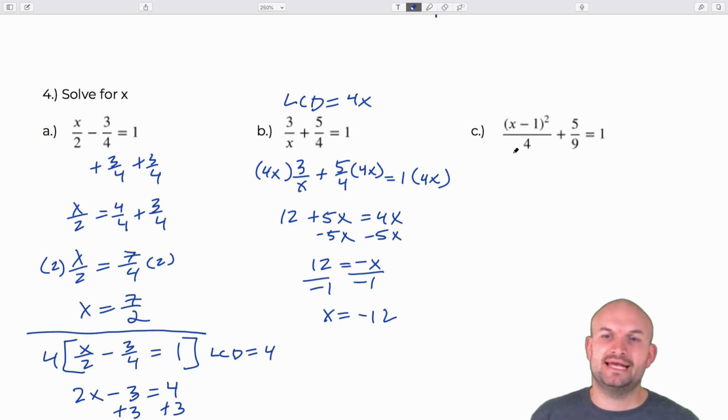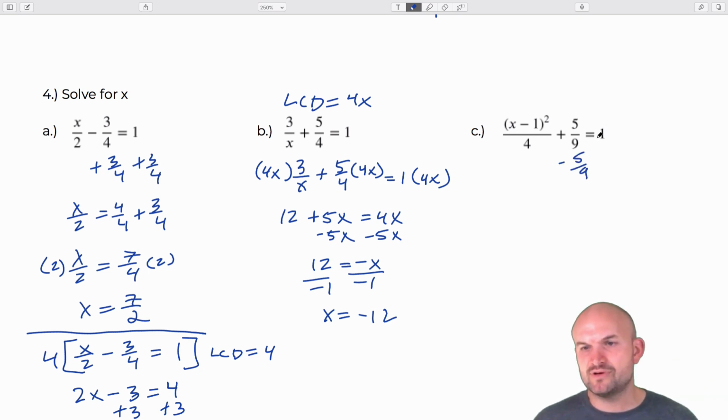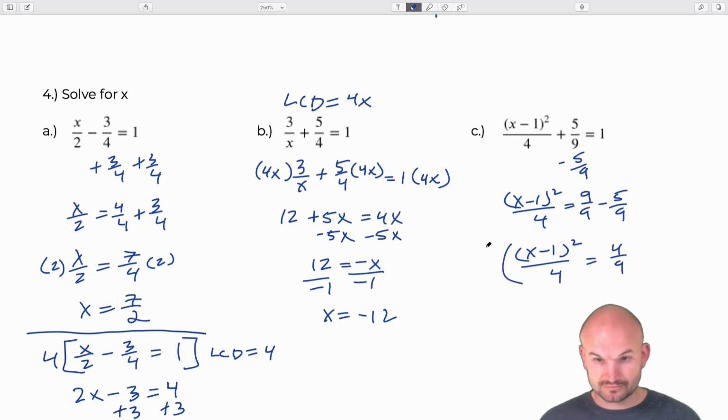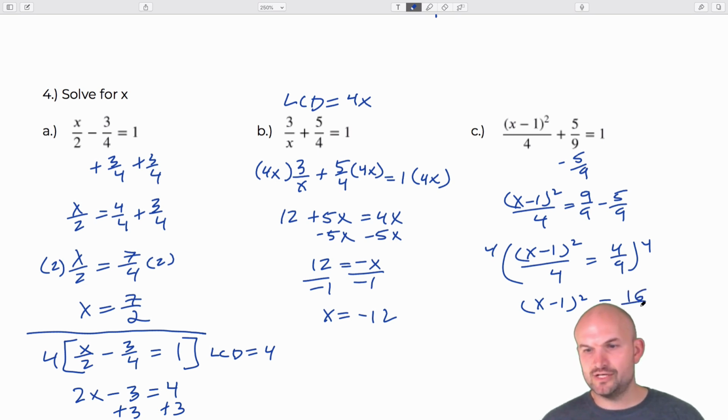The next example here, I could do LCD in this case, but let's do the fraction operations. Let's just subtract 5/9. So again, I could rewrite 1 as 9 over 9. So I have x minus 1, quantity squared over 4, equals 9 over 9 minus 5/9. Well, that's going to give me a 4/9. So x minus 1, quantity squared over 4, equals 4/9. Now, to get the 4 off the denominator, I can multiply by 4 on both sides. I'm going to get x minus 1, quantity squared, equals 16 over 9.